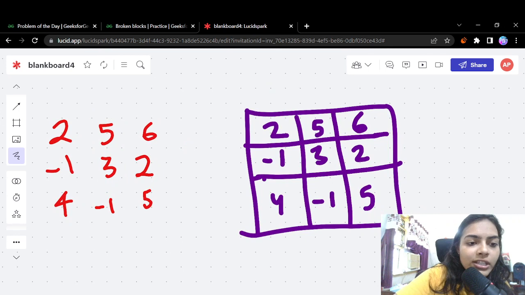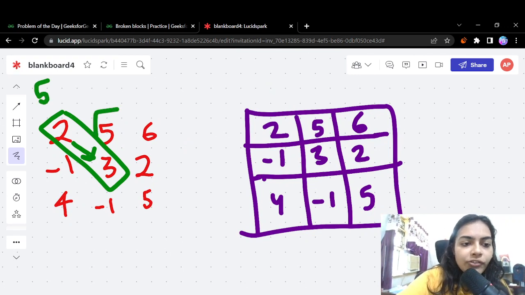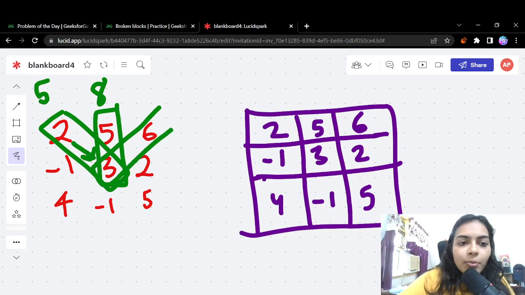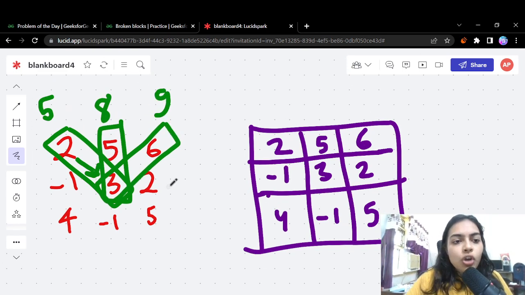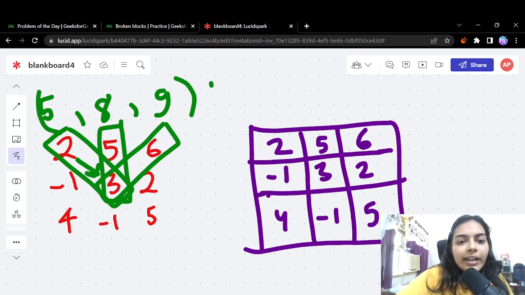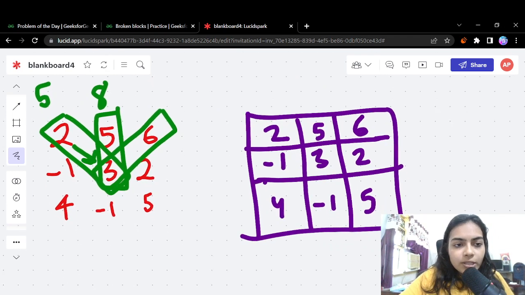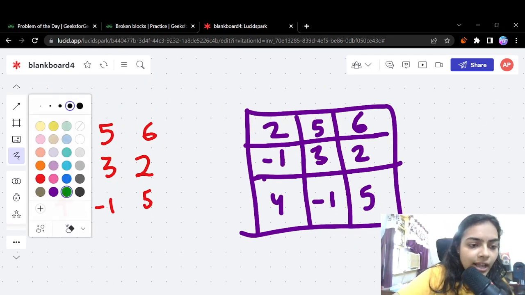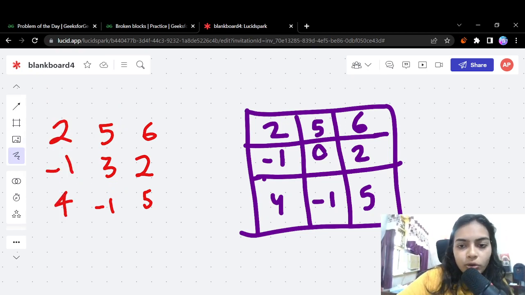So if you are stepping on the box 3, you have come in one of these ways. If you have come from this way, you will have 2 plus 3, 5 coins. If you have come from the box above, you will have 5 plus 3, 8 coins. If you have come from the box diagonally right, you will have 6 plus 3, 9 coins. So the maximum among 5, 8 and 9 is 9. That means you can replace this and write the answer as 9 for this box. So for this box the answer is 9, so I'm going to write it as 9.